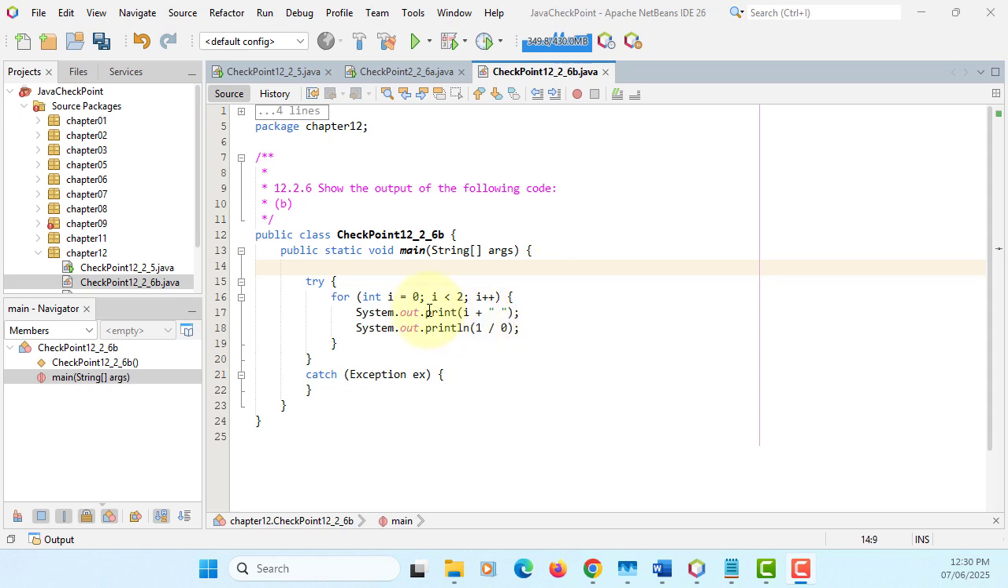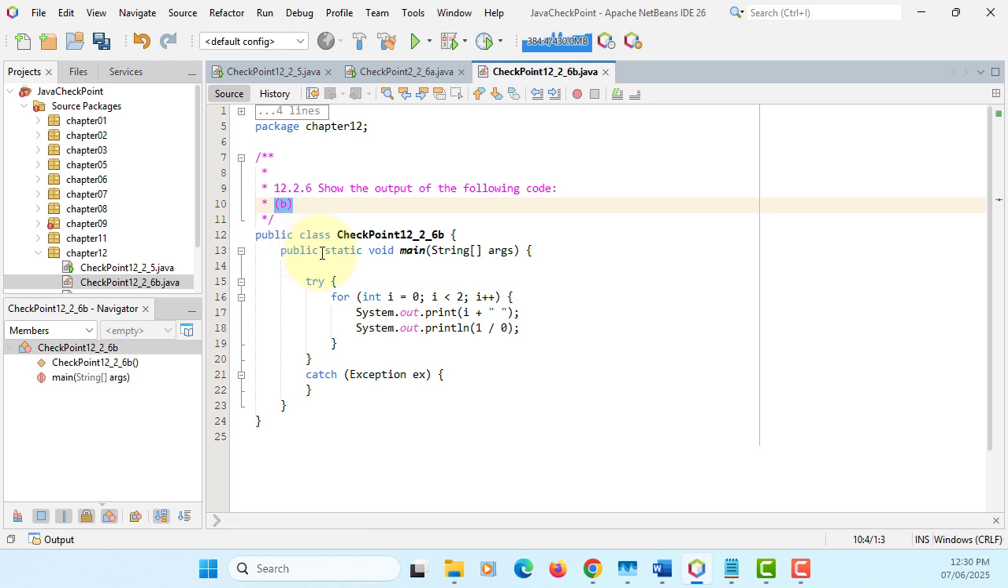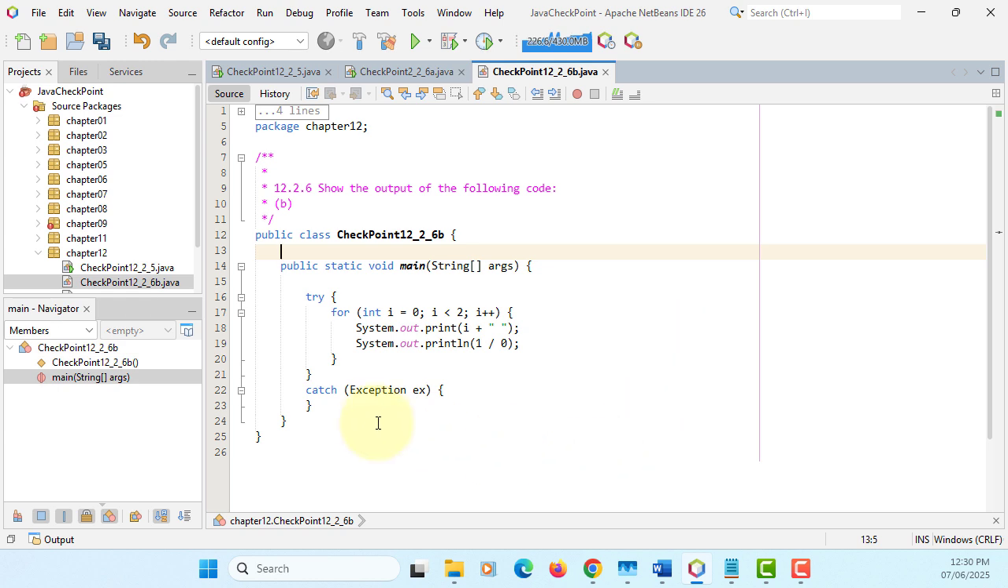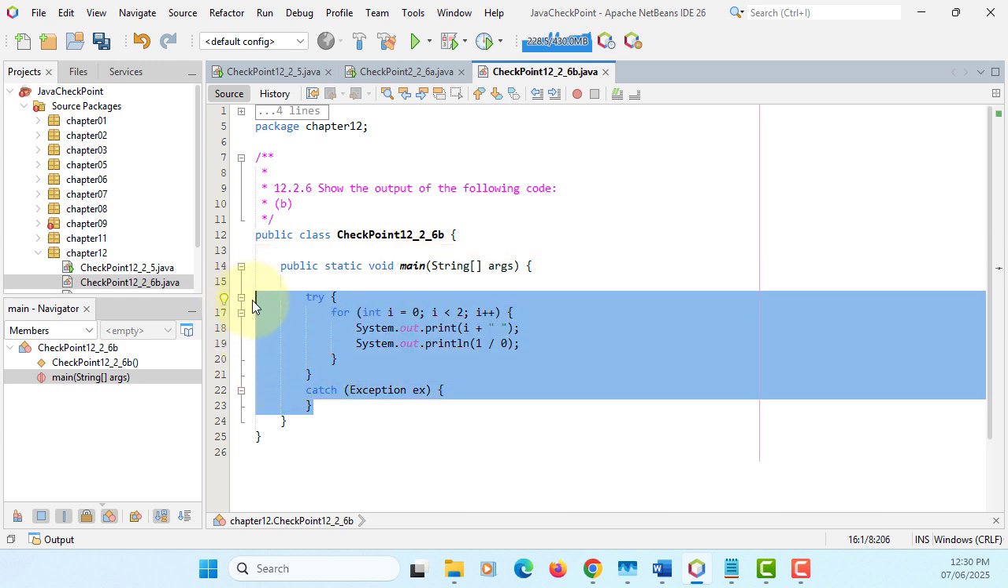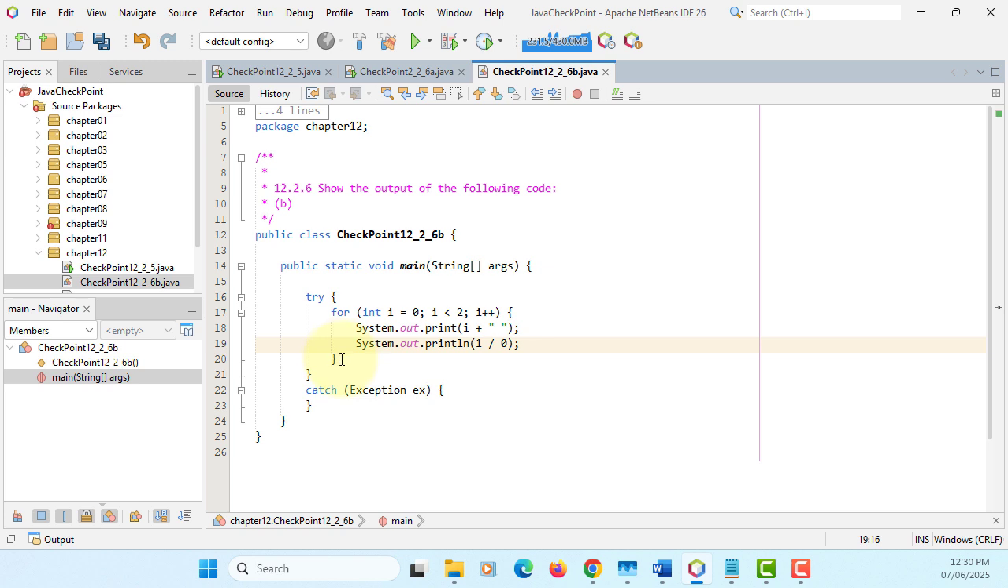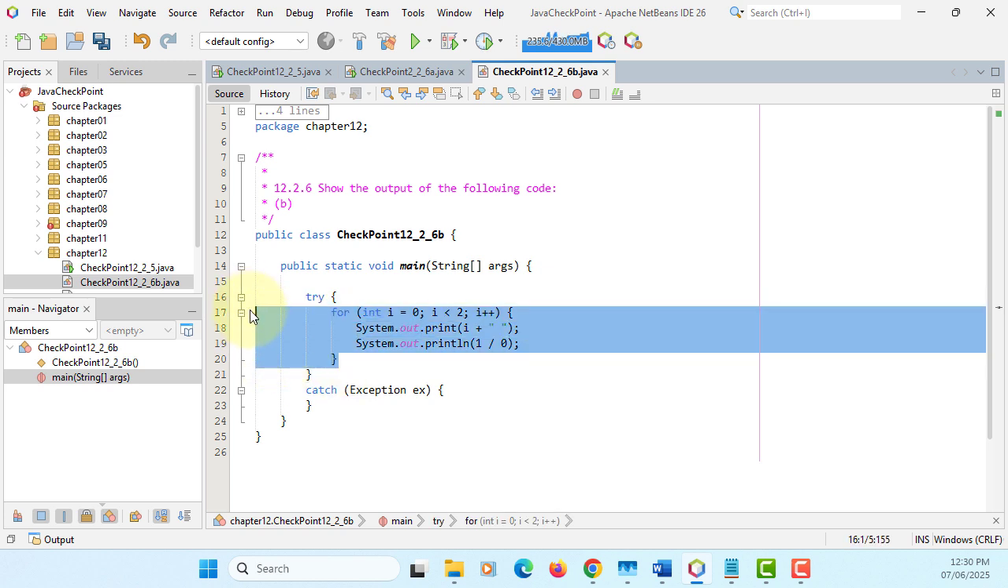Checkpoint 12.2.6, question B. So if you look at here, we have main methods. Then we have a try and catch, and then we are repeating certain things using a for loop that makes more sense than question A.